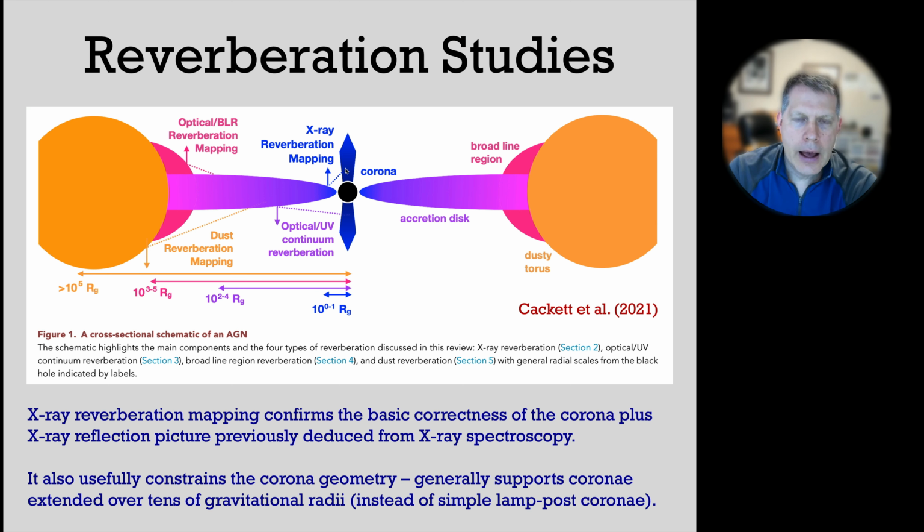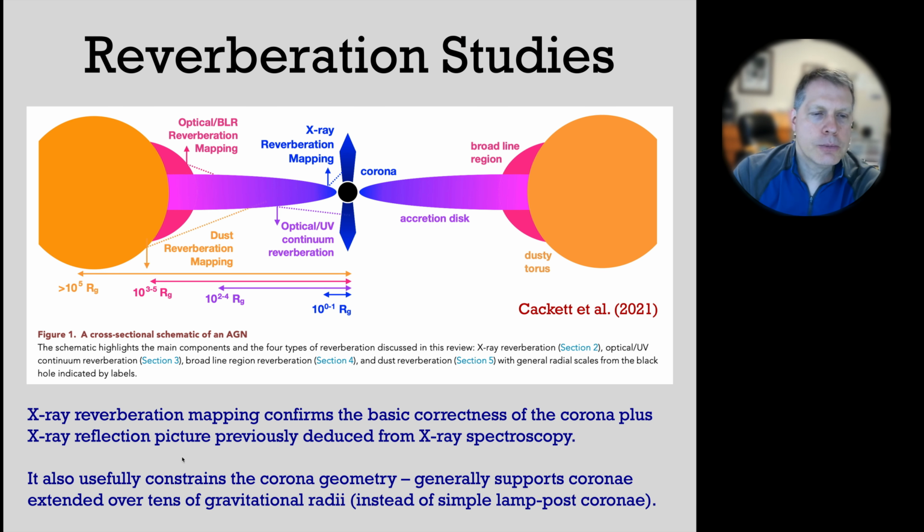You can also look for reverberation where radiation from the central region shines upon the emission line clouds, and you can reverberation map that structure. And indeed, you can use that to try to estimate the black hole's mass. That's one of the main ways that we get reliable black hole masses in the distant universe. And then finally, you can also do dust reverberation mapping, where you study how the dust in the obscuring materials, the torus, reverberates in response to changes of the continuum. There's multiple types of reverberation mapping. For now, I will focus on the X-ray reverberation mapping, and we'll have plenty to say about these other ones soon enough.